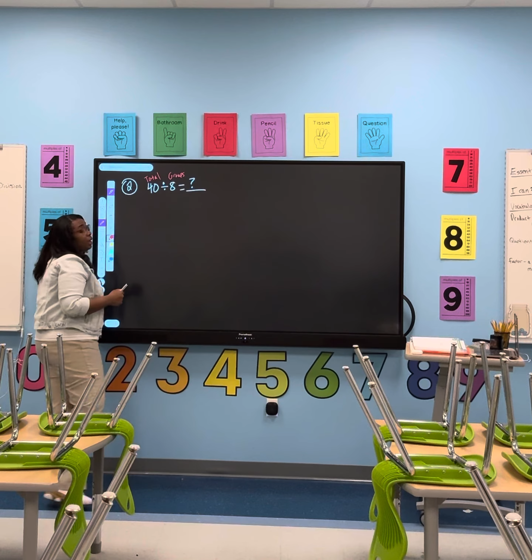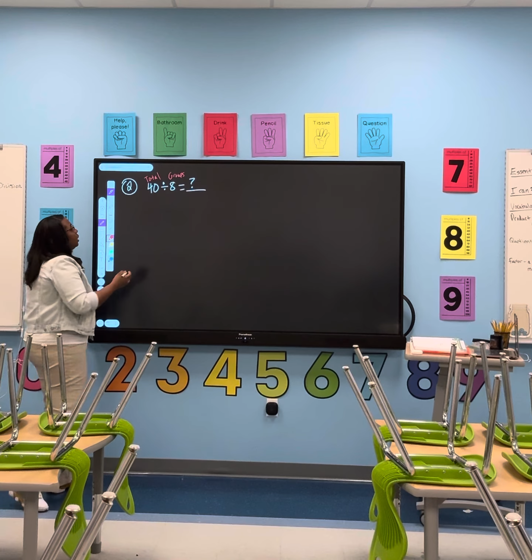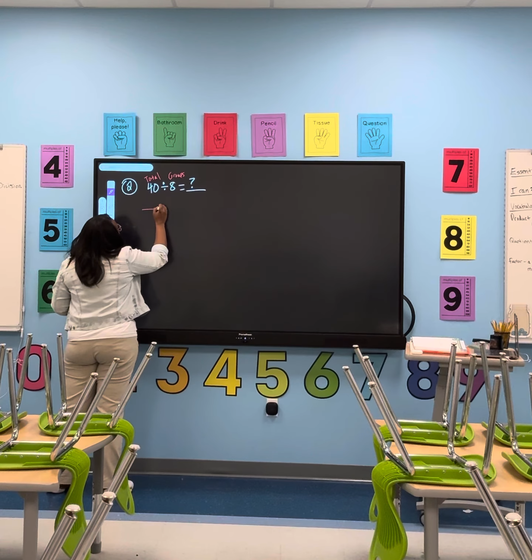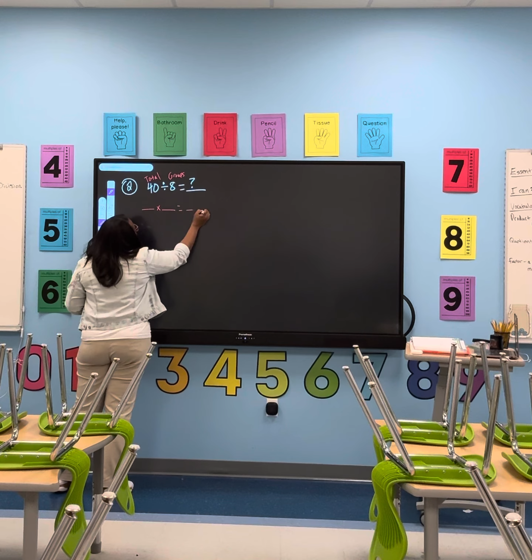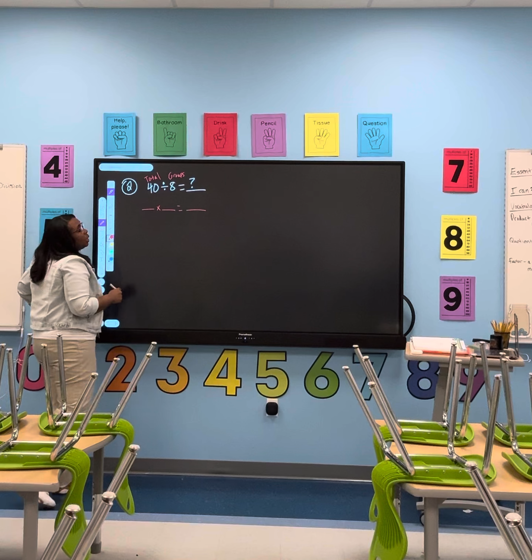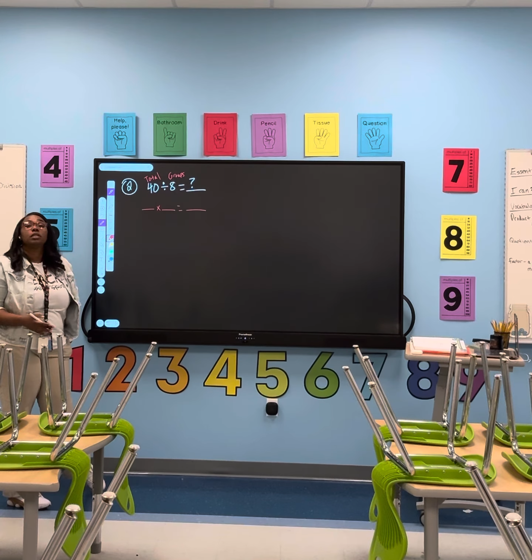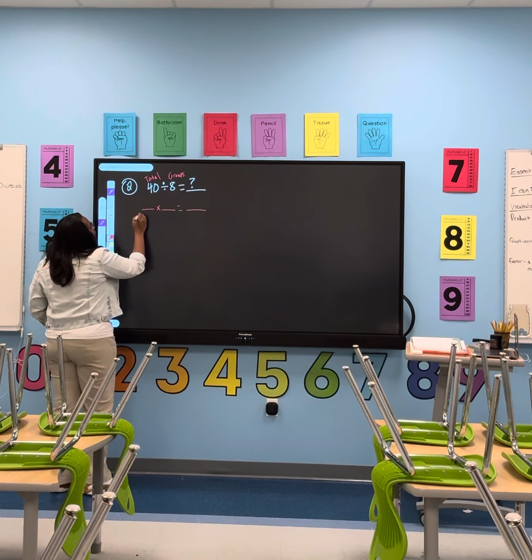So when I write my multiplication equation, I'm going to put my blanks. Blank times blank equals blank. The first number in my multiplication problem is going to be my groups, and I'm going to label that as groups.